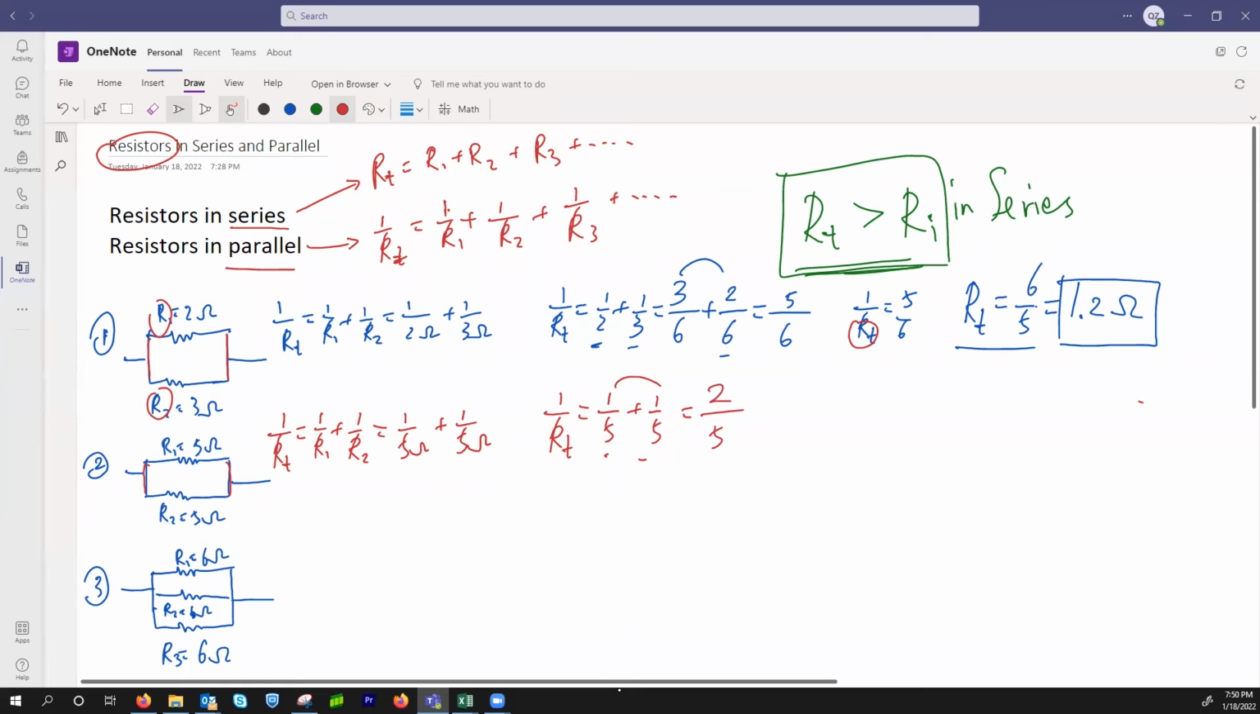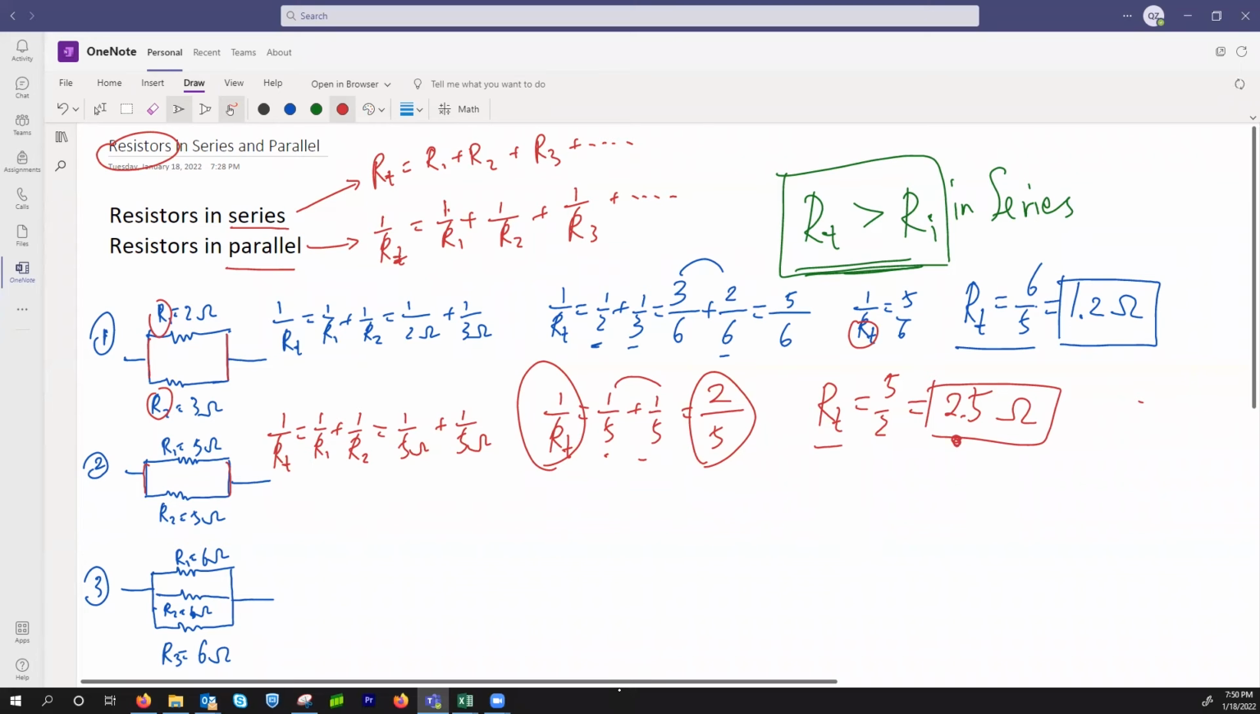Now the next step, we're going to flip over both sides at the same time, which means R total, after we flip it over, we also flip it over here at the same time, would be equal to 5 divided by 2. So the value of the R total is going to be 2.5. Again, don't forget about the units, ohm. So the final value for R total is equal to 2.5 ohm.